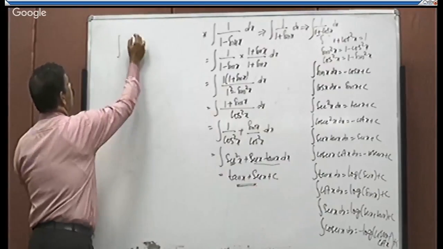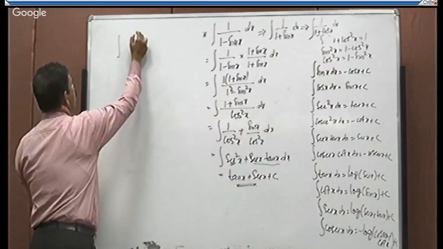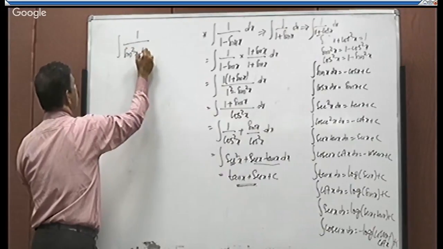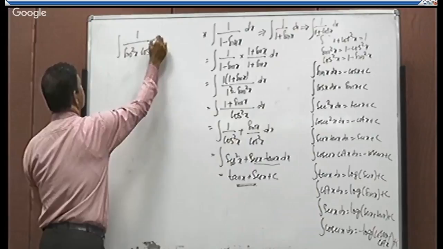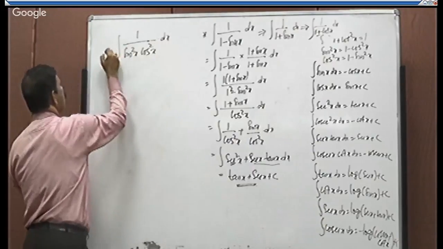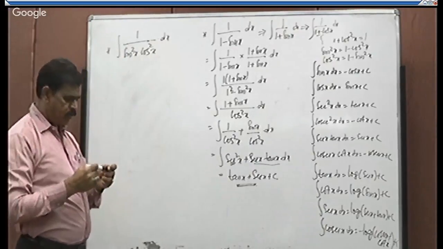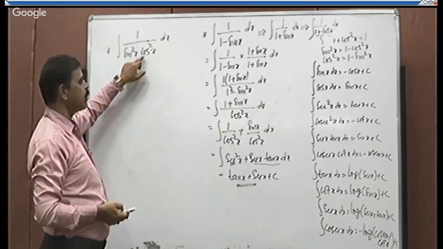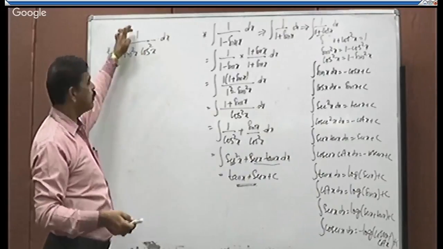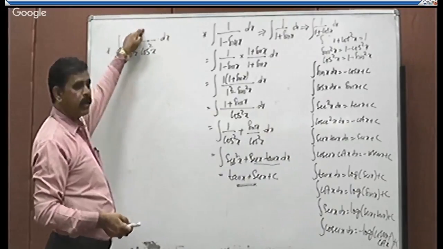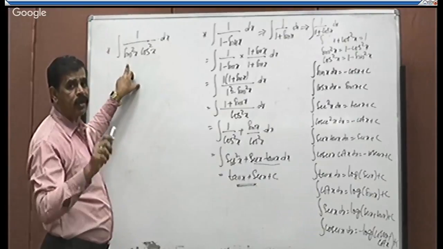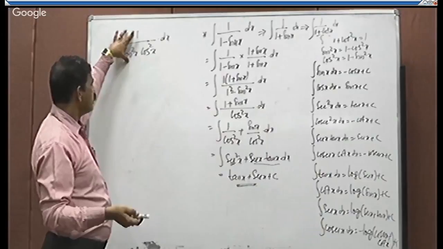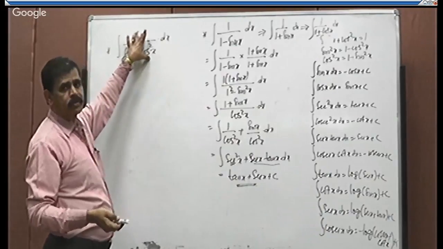Next, integration of 1 divided by sin square x into cos square x dx. You observe this problem. It is of what? 1 divided by sin square x into cos square x. Suppose if I take 1 by sin square into 1 by cos square, it becomes what? Secant square into cosecant square. Correct?